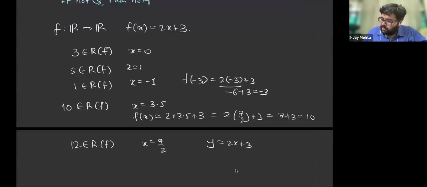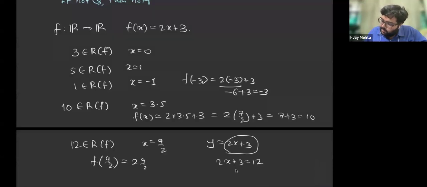Shivam is assuming something. Suppose some x exists like this, 2x plus 3, and that is y is 12. So 2x plus 3 equals 12. Now Shivam is doing back calculation. What is x? So x will be 12 minus 3 by 2, so 9 by 2. And now you put f of 9 by 2: 2 times 9 by 2 plus 3, you will get 12. Okay, how many of you understand this?